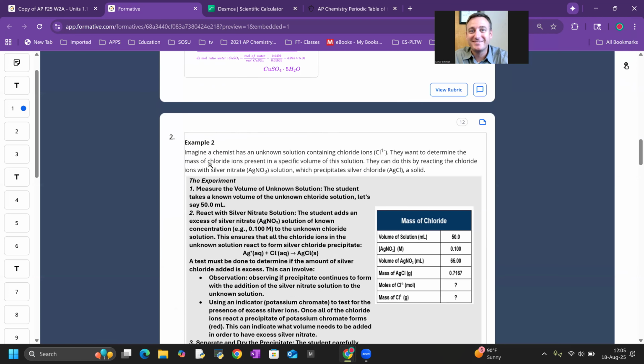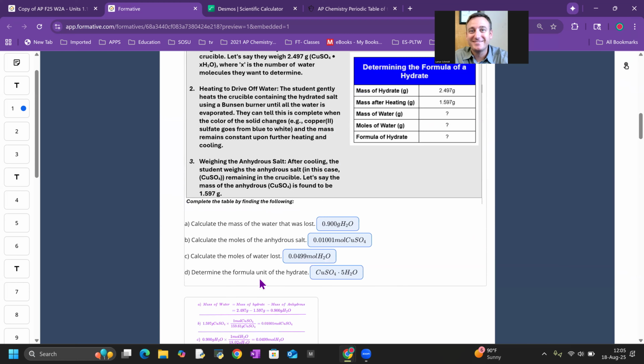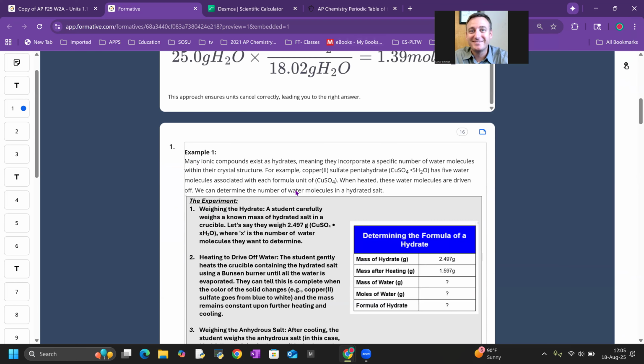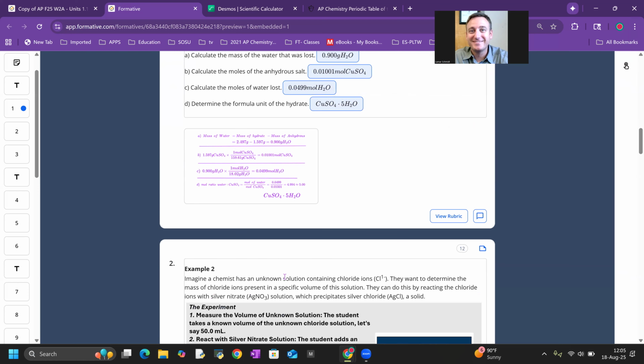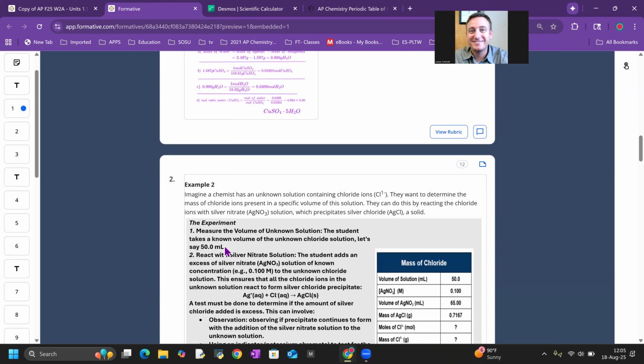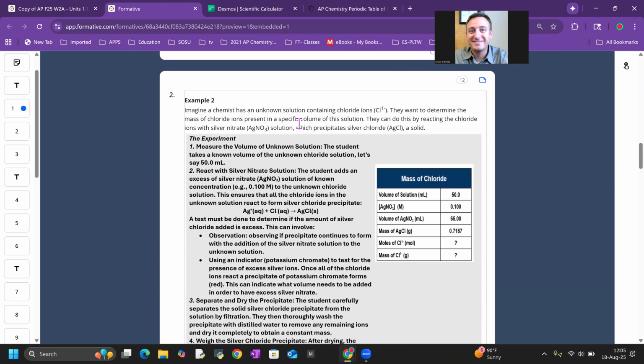All right, we move on to question number 2. And here we have a chemist. Again, we're using the same ideas that are expressed up in this written portion and also in the study book that I provided you with. In example 2, it says, imagine a chemist has an unknown solution containing chloride ions. They want to determine the mass of the chloride ions present in a specific volume of this solution.